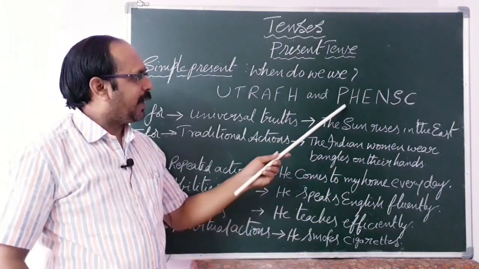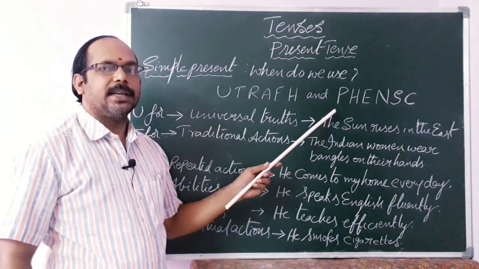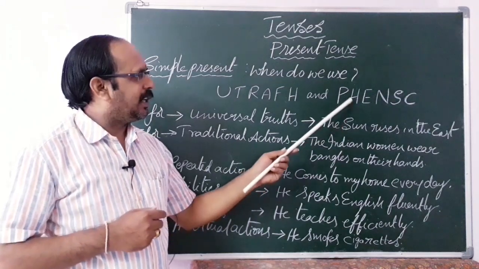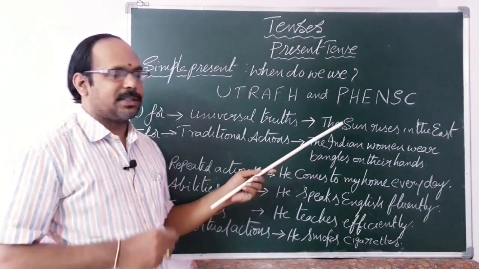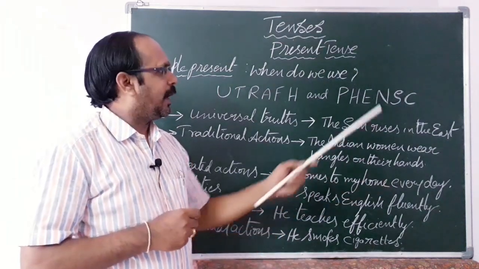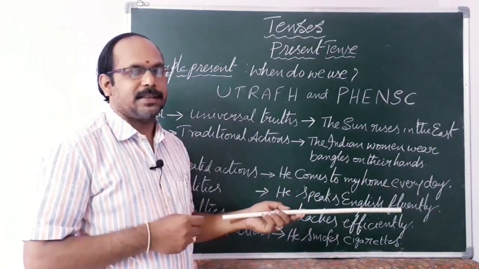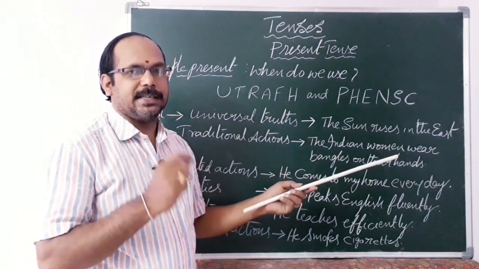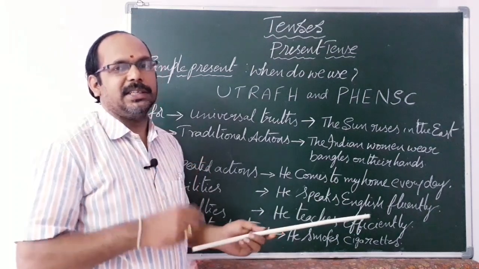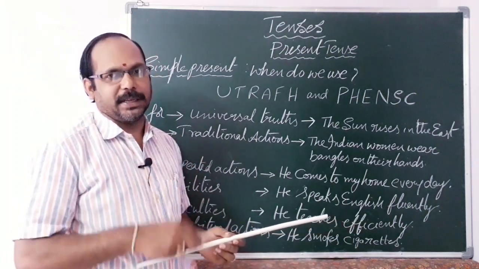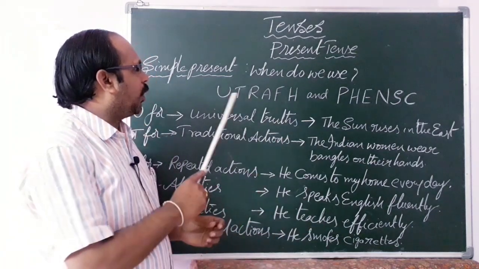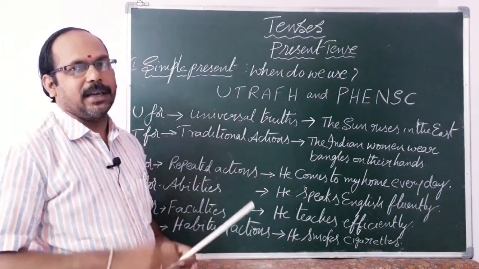And another word is FENSC: P for poets and writers' quotations, notices and signboards, and H for historical events, and E for expressions under passive sense, N for news headlines, and S for state, and C for commentators' expressions. In all these situations we can use simple present without any confusion, right? Now let us discuss the UTRAFH, with examples.